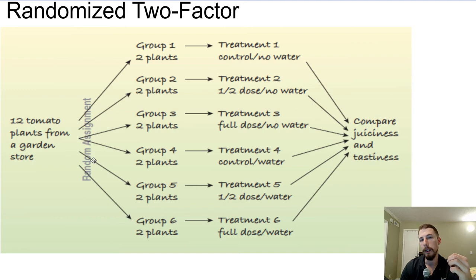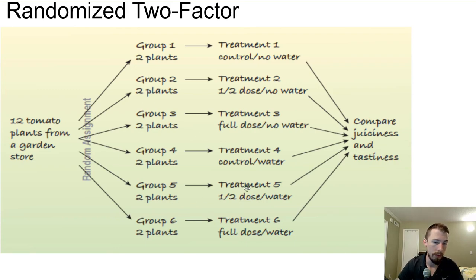And then the second factor, which is the fertilizer, has 3 levels, which would be the control with no fertilizer added, then a half dose, and then a full dose of the treatment. So altogether we have 6 treatments, so 6 treatment groups, and just different levels of each factor are being applied there.